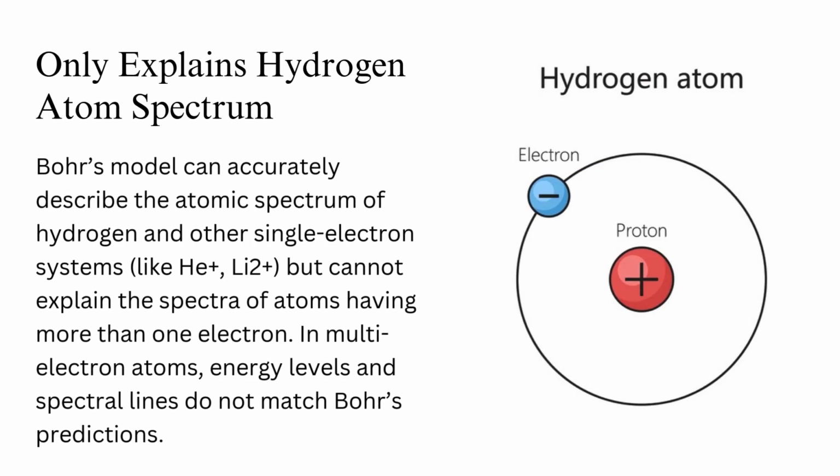Only explains hydrogen atom spectrum. Bohr's model can accurately describe the atomic spectrum of hydrogen and other single electron systems, like He+ and Li2+, but cannot explain the spectra of atoms having more than one electron. In multi-electron atoms, energy levels and spectral lines do not match Bohr's predictions.